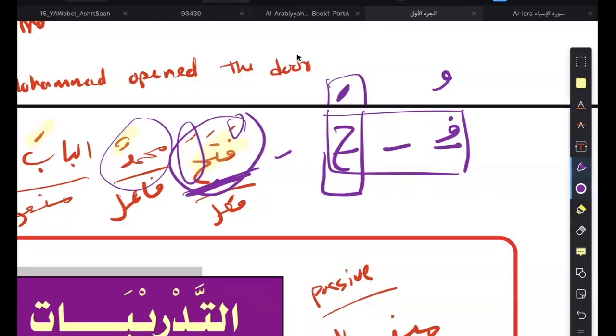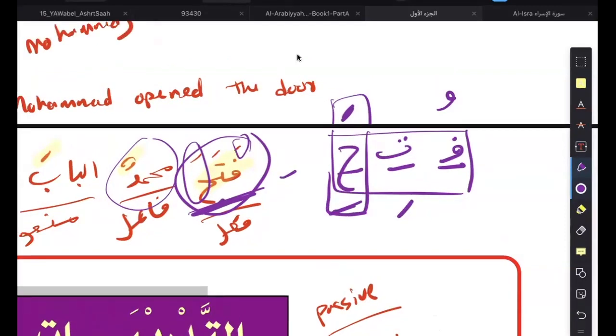you make kasra for the letter that is before the last one. So the letter before the last is what? Ta. So you make the ta into kasra. So it becomes futiha. Usually in any Arabic grammar books you study, they will say simply that you make the first one dhamma and the one before the last one kasra. Okay, this is the rule. First one dhamma, the one before the last is kasra. That is your standard three-letter verbs of passive form.